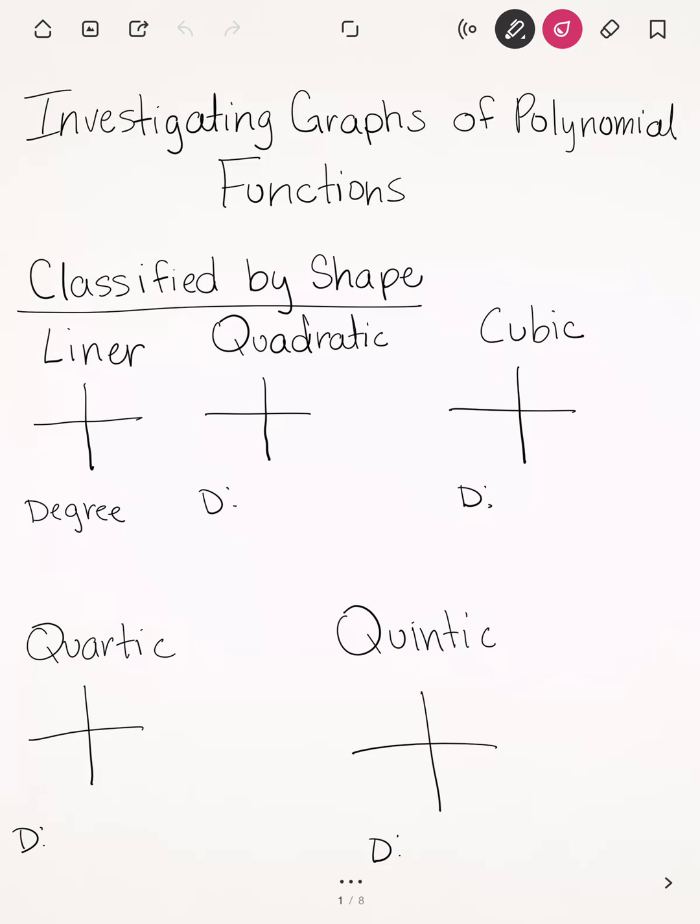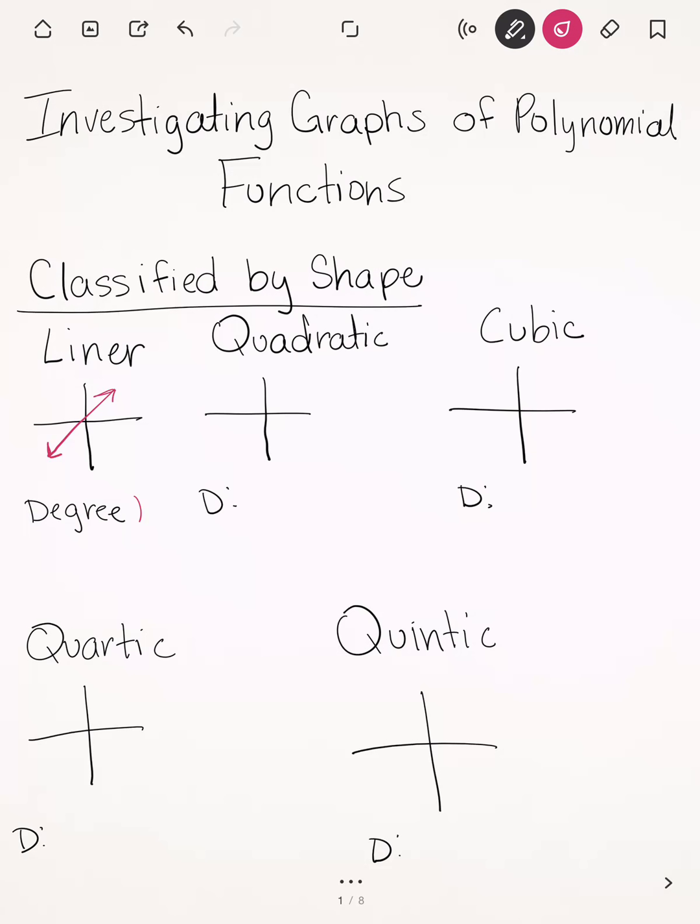We really want you to know what the graph should look like, how many curves it should have, how they are ending, up, down, stuff like that. So what we're going to start with is classifying them by shape. Remember, if we have something linear, linear is like a line. It looks like that. It has a degree of 1.